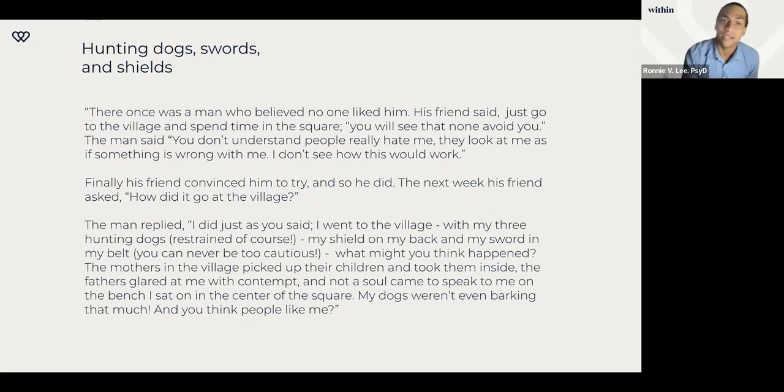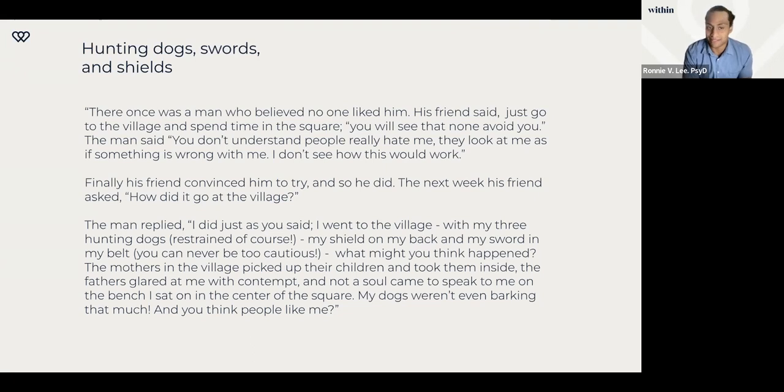There once was a man who believed no one liked him. His friend said, just go to the village and spend time in the square. You will see that none avoid you. The man said, you don't understand. People really hate me. They look at me as if something is wrong with me. I don't see how this would work. Finally, his friend convinced him to try, and so he did. The next week, his friend asked, how did it go at the village? The man replied, I did just as you said. I went to the village with my 3 hunting dogs, restrained, of course, my shield on my back and my sword in my belt. You can never be too cautious.